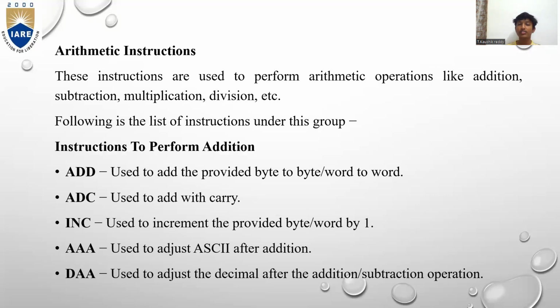Arithmetic instructions. These instructions are used to perform arithmetic operations like addition, subtraction, multiplication, division, etc. Following is a list of instructions in this group. ADD is used to add the provided byte or word to a word. ADC is used to add with carry. INC is used to increment the provided byte or word by one. AAA is used to adjust ASCII after addition. DAA is used to adjust decimal after an addition or subtraction operation.